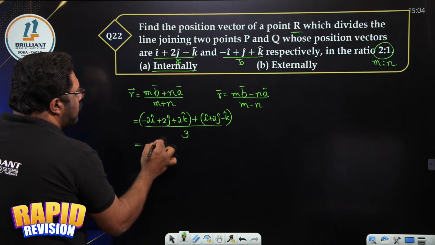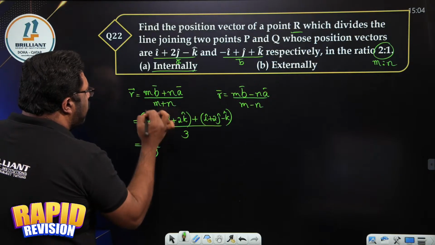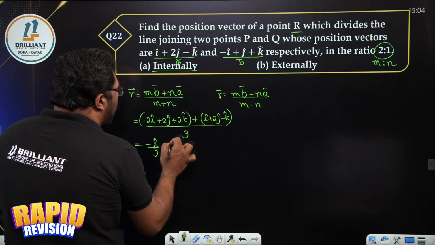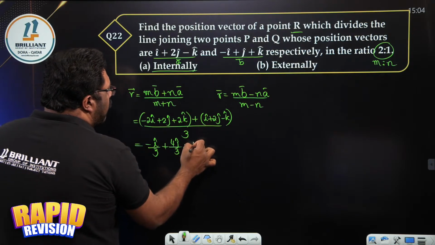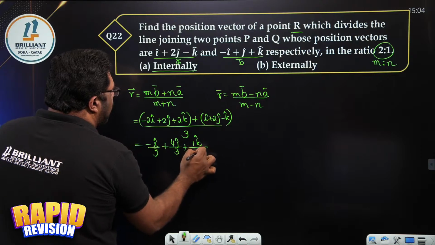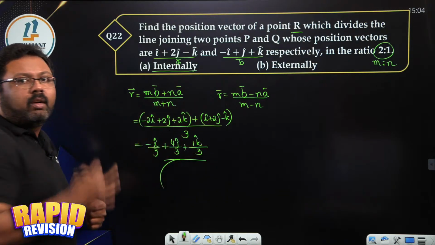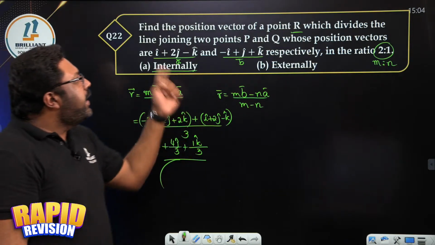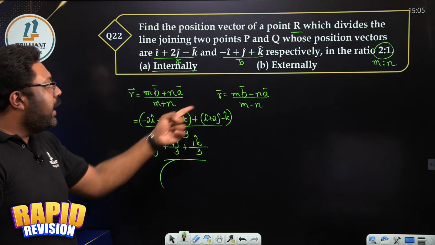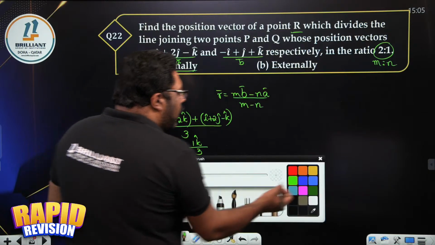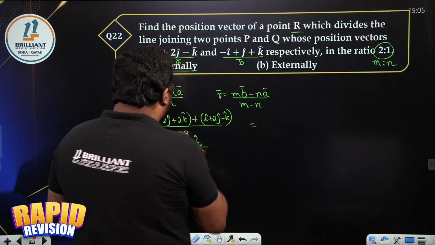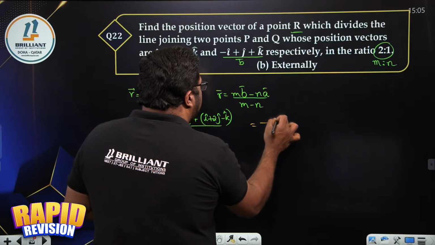Minus 2 plus 1, minus i by 3. 2 plus 2, 4j by 3. 2 minus 1, 1k by 3. This is the position vector of R, which divides the join of A and B internally in the ratio 2:1. Let's try externally. The same thing but subtracted.